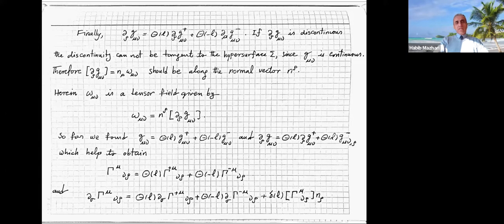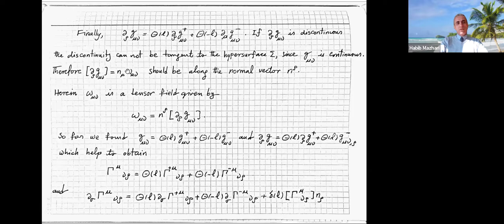And if it is discontinuous, it should be normal to the surface. So the discontinuity of the derivative of G mu nu, if there is any, should be normal to the hypersurface. Therefore, this square bracket exactly means the discontinuity: d rho G mu nu on the positive side minus d rho G mu nu on the negative side. If it is not 0, it should be in the n rho direction, or the normal direction. So we write it in the form that you see here, n rho times omega mu nu.